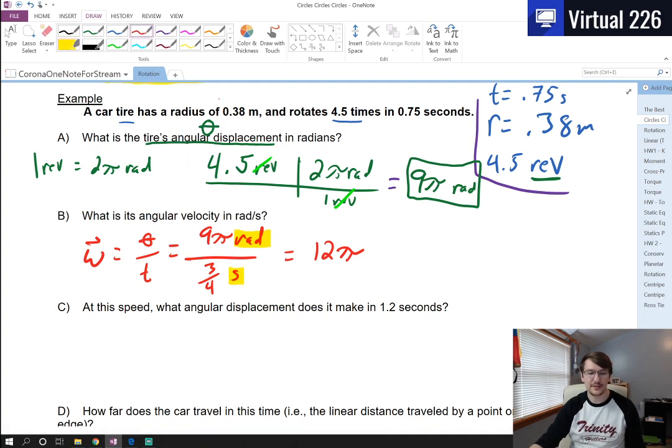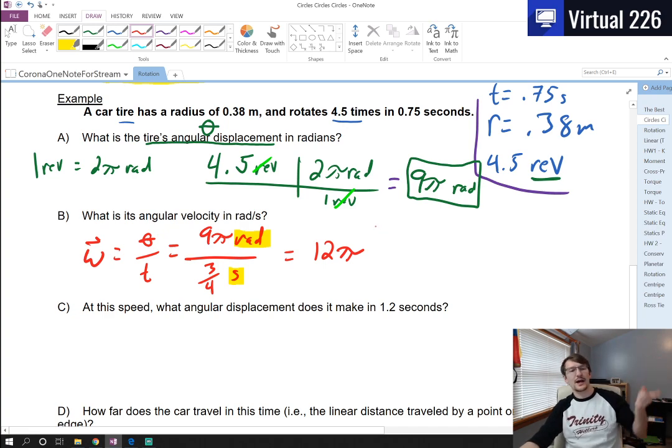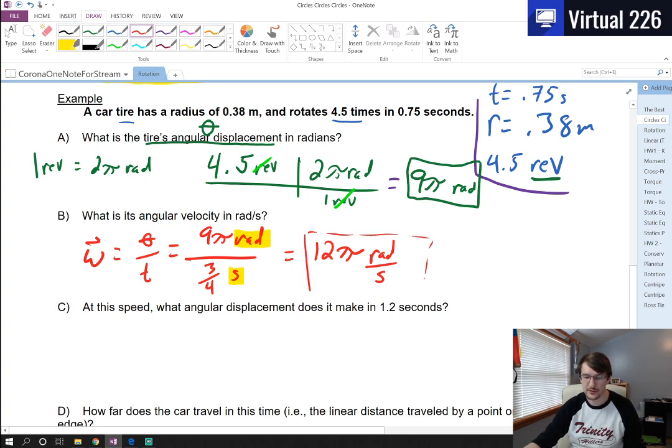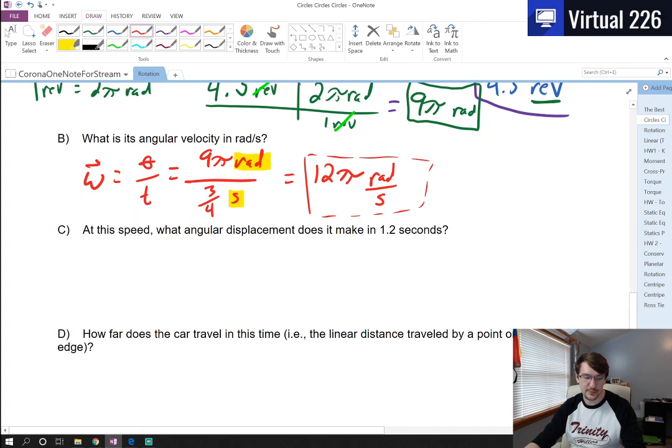This is a velocity, but it cannot be meters per second because we're rotating. I care about how much angle I'm covering in an amount of time. The unit of angle is the radian, and the unit of time is seconds. So there it is, 12 pi radians per second. That's our second answer.